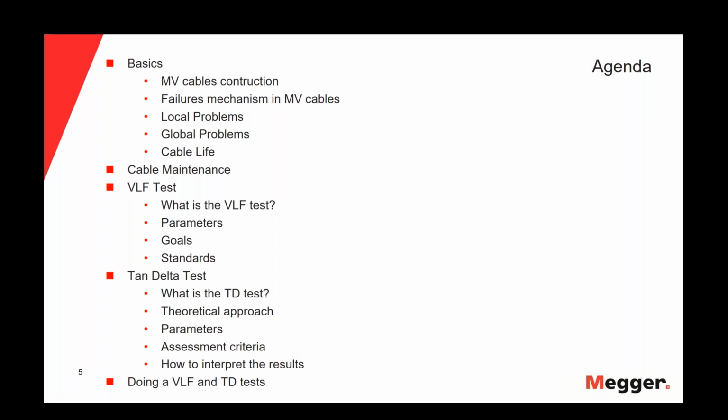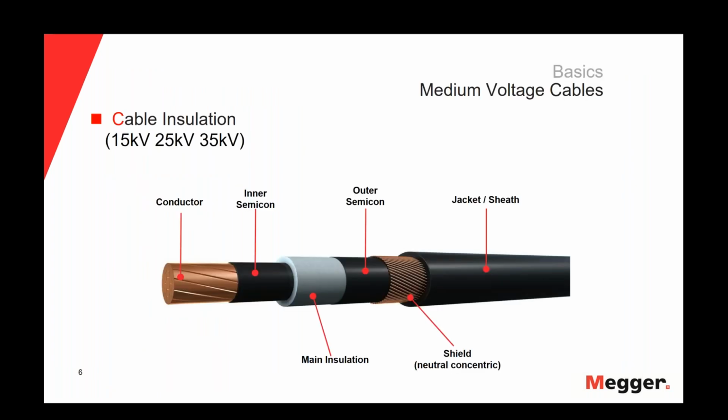So let's start talking of the cable construction in medium voltage cables. The picture that we are seeing in this slide is the classical construction of a single phase medium voltage cable, in which we have a center conductor that could be of copper or aluminum material. Then we have the inner semicon or the semicon layer over the conductor. Next, we have the main insulation. In this case, it is XLPE insulation.